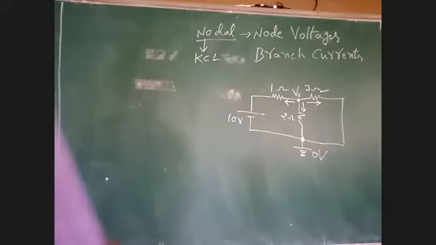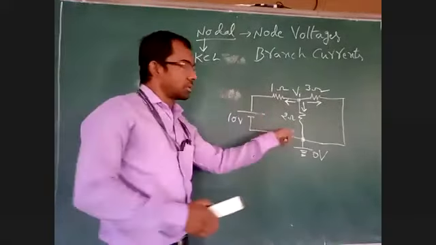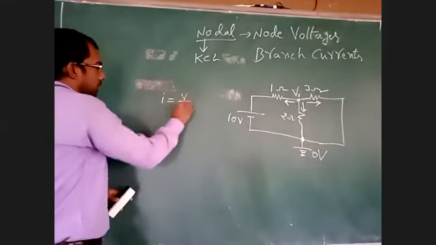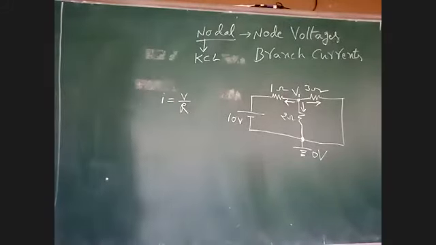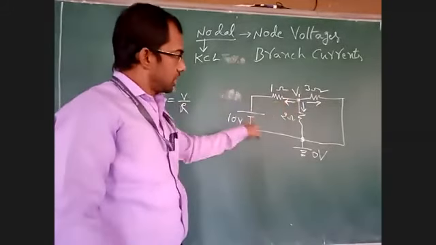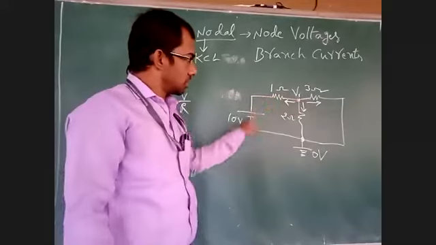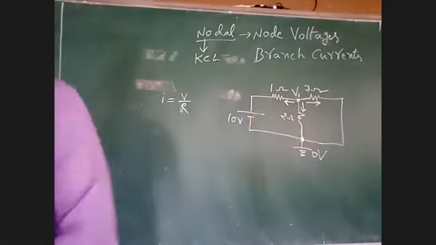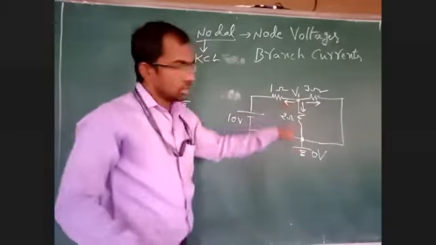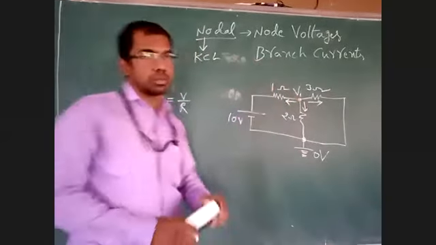What is KCL? See here, if current is leaving from the node point, is it positive or negative? Positive. You know current is equal to V by R. If the arrow is moving like this, this node is at higher potential and this node is at lower potential. V1 is at the higher potential and 0 is at the lower potential. Suppose if the arrow is moving the other way, 0 is at higher potential and V1 is at lower potential.